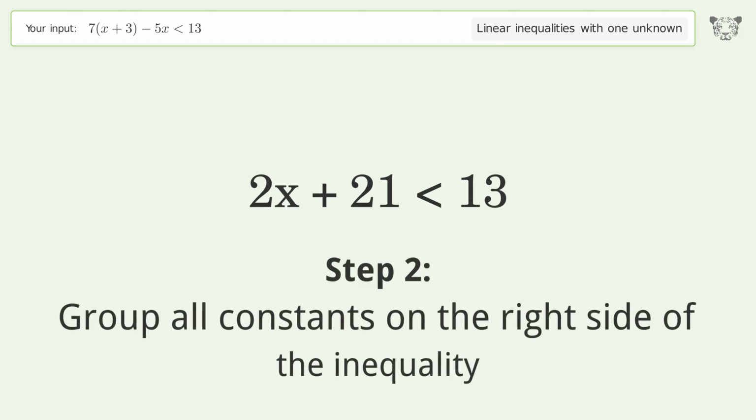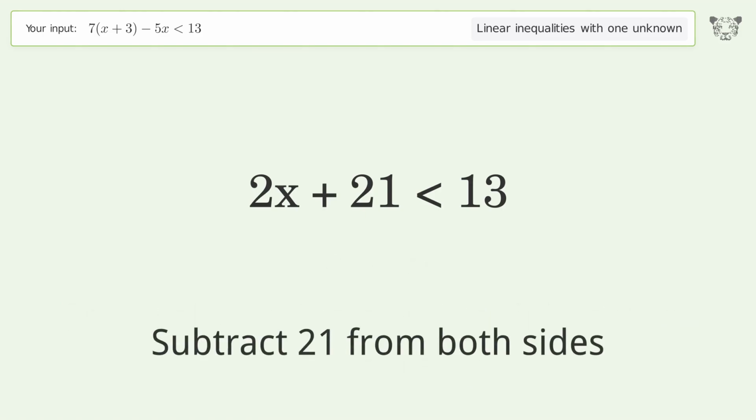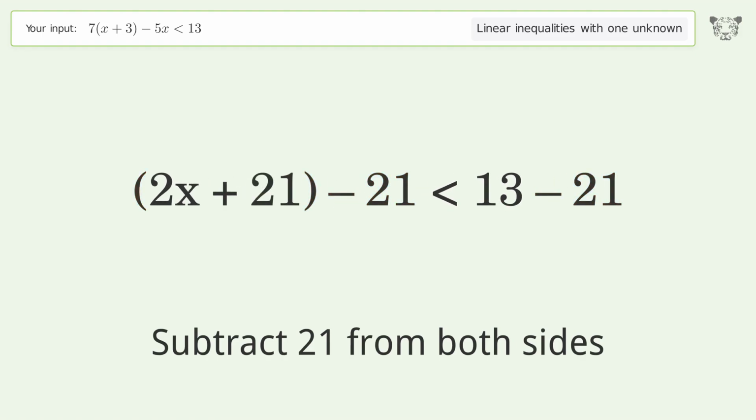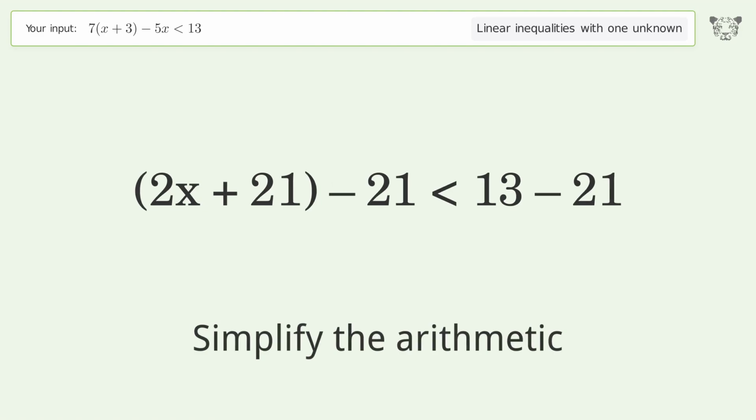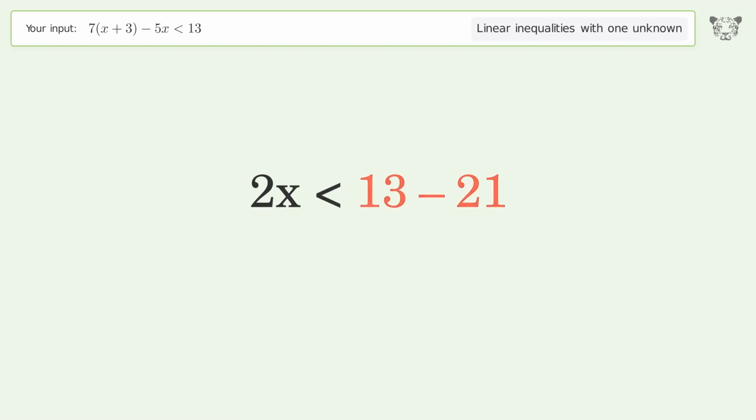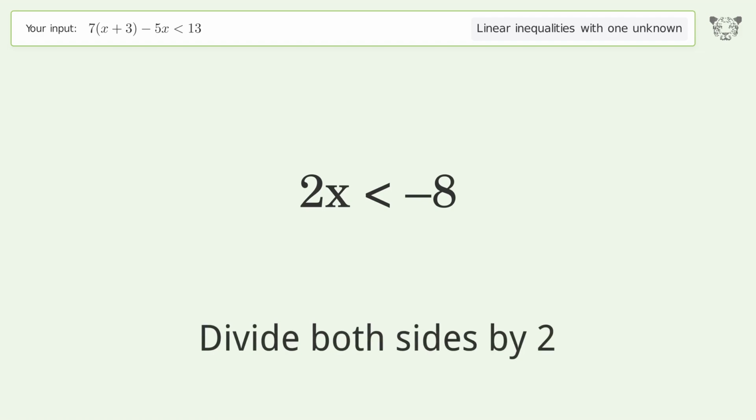Group all constants on the right side of the inequality. Subtract 21 from both sides. Simplify the arithmetic. Isolate the x. Divide both sides by 2.